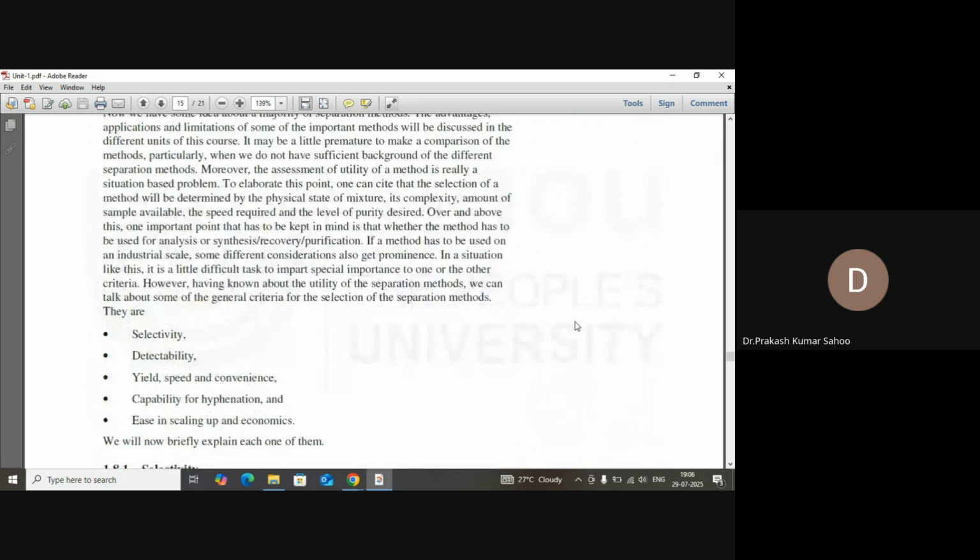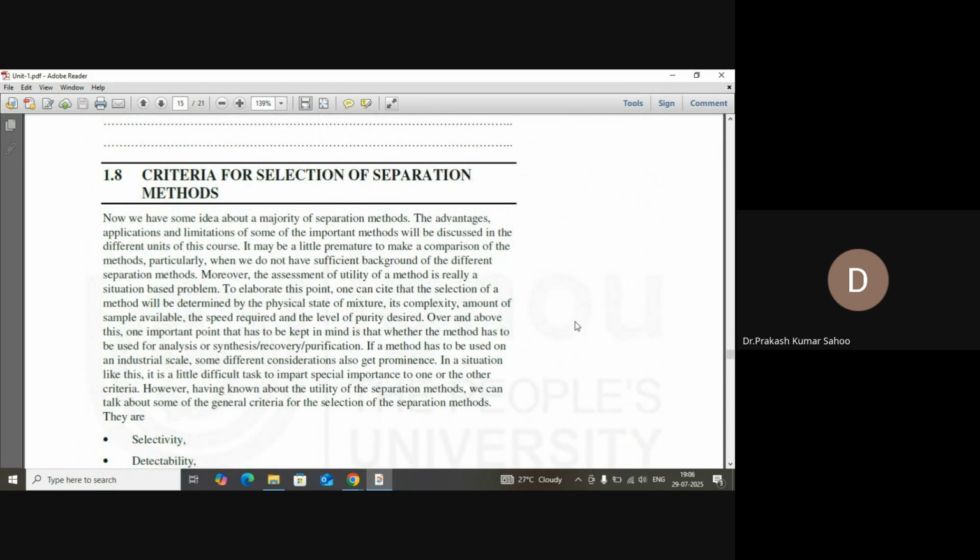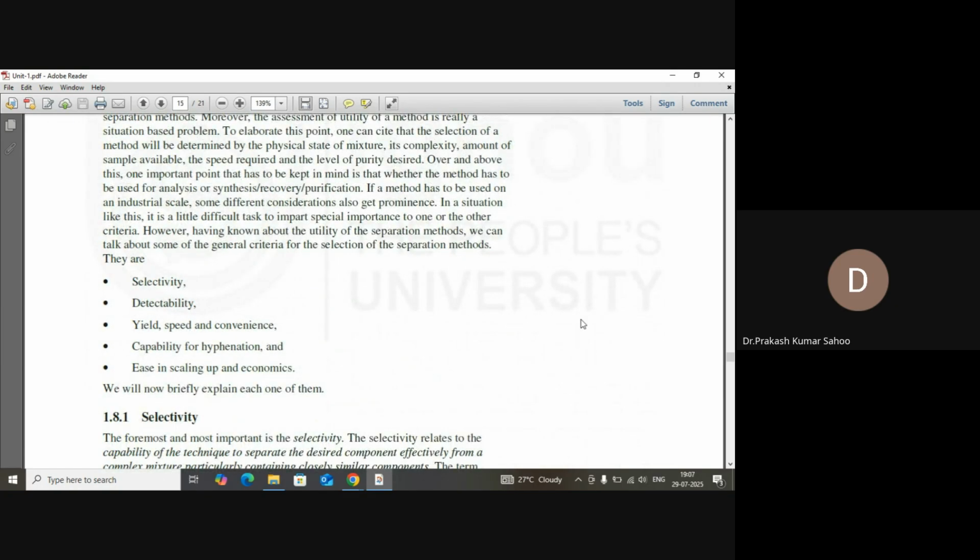Then we have the criteria for selecting the separation method. So depending on the goal we have, that is, what type of components are there in the mixture, or what type of components we are expecting from the mixture to carry out our research work or future work. Then we may study the different physical and chemical properties the mixture has, and on the basis of those properties we may select different separation methods to separate different components of a mixture.